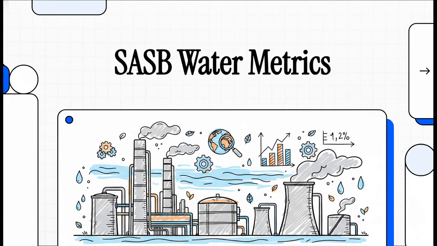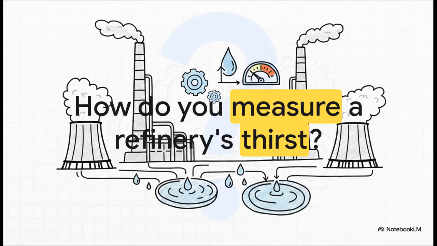Think of this explainer as your masterclass in decoding environmental risk, taking you directly from the raw dry standards to actual real-world application. To start us off, I want you to put yourself right in the shoes of a risk analyst. Imagine you're evaluating a massive refining facility. The pipes are humming, the cooling towers are steaming, and millions of gallons of liquids are flowing through the system every single day. Your task? To launch an active, rigorous investigation into this facility's environmental footprint. The core question where we absolutely must begin is this: how exactly do you measure a refinery's thirst?